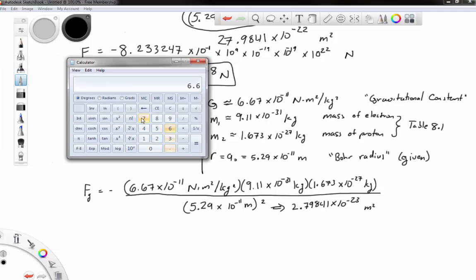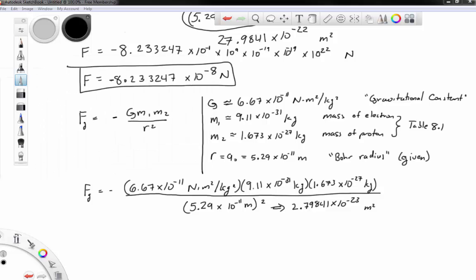We have 6.67 times 9.11 times 1.673 divided by 2.79841. So that's 36.32693926 and so on. So that means that our force of gravity so far looks like this.